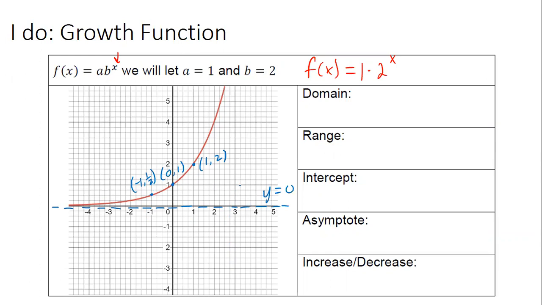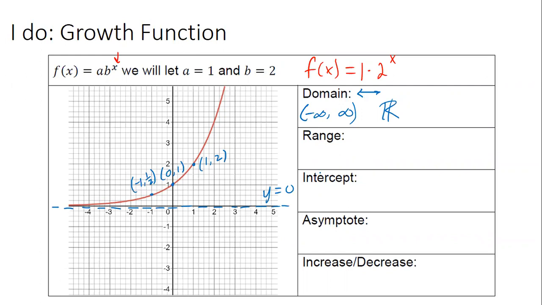So let's talk about the domain. Remember, our domain is asking us from left to right. So what is happening horizontally? How far left does my function go? All the way to negative infinity, right? And then how far right does my function go? All the way to positive infinity. So our domain is negative infinity to positive infinity, which means that x is all real numbers.